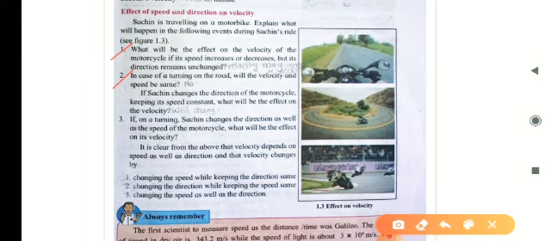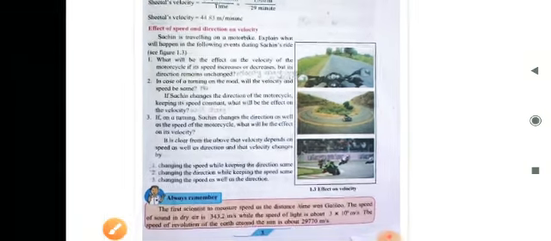So it is clear from the above that velocity depends on speed as well as direction, and that velocity changes by 1. Changing the speed while keeping the direction same. 2. Changing the direction while keeping the speed same. 3. Changing the speed as well as the direction. So let us see in this slide.